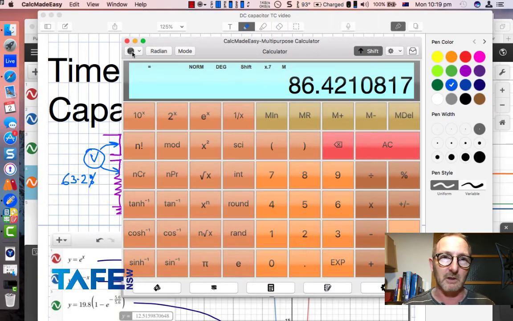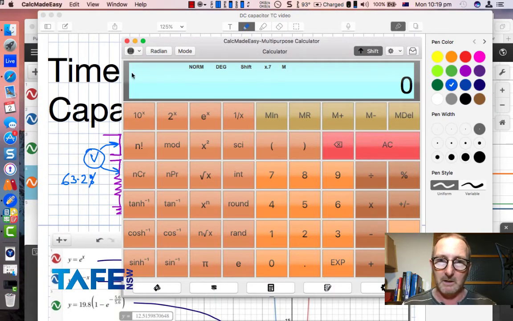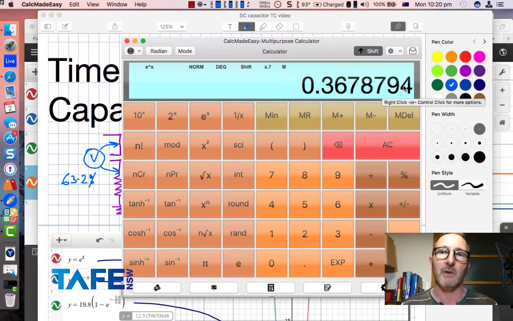I'll just clear the calculator, and I'll put in that minus 1, because that's what we had for the index. So 1 minus, and then e raised to the power x, 0.3678794. But we need to subtract that from 1 to get the other number for growth, because this actually represents decay, as we'll find out momentarily.